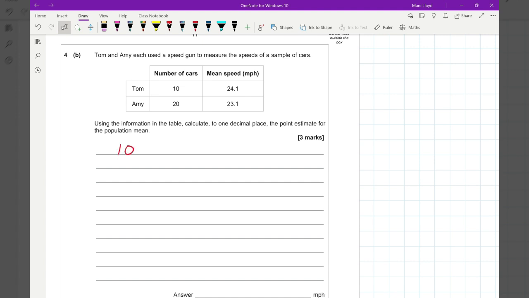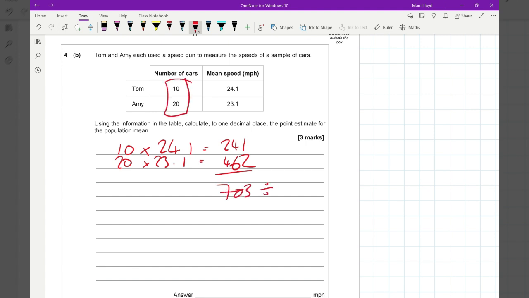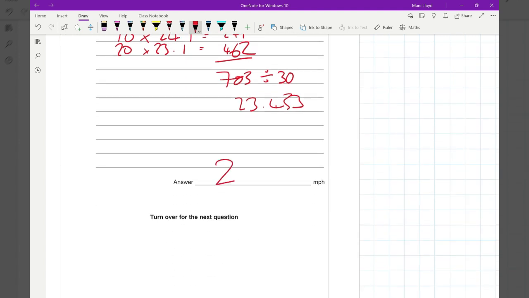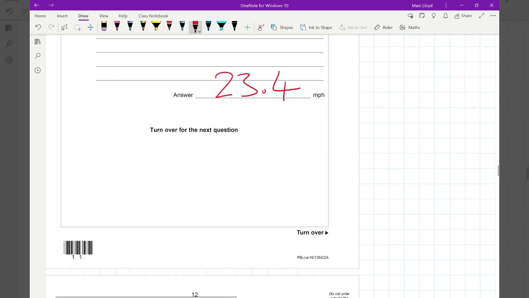So our Tom values, 10 times 24.1 is going to give us 241. And then 20 times 23.1 is going to give us 462. If we add those together, that gives us 730. Then we divide by the 30 cars that we've got, which gives us 23.433. It wants it to 1 decimal place, meaning that it's 23.4. Okay, that's part B done.